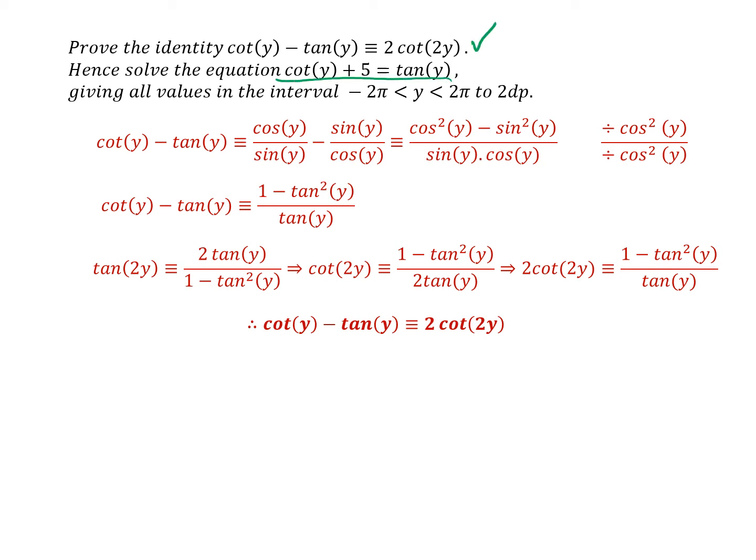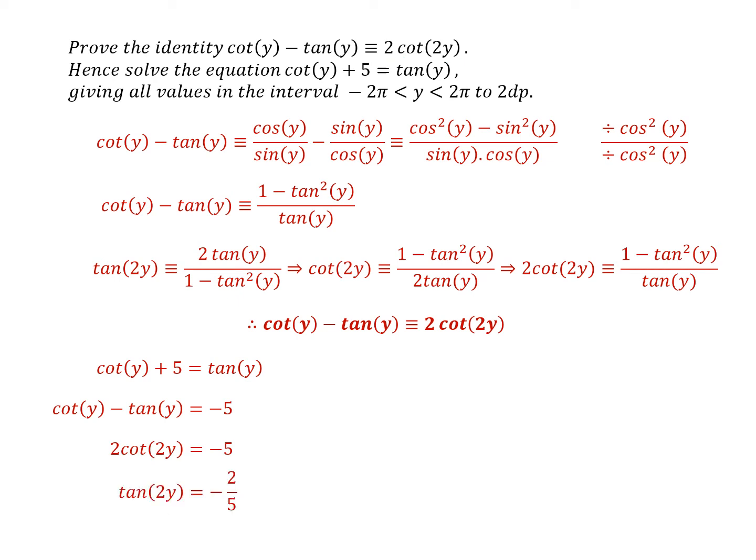Now we've got to solve this equation. So cot y plus 5 equals tan y. I want to use part A, the first part of the question. So I'm going to rearrange this equation to say cot y minus tan y equals minus 5. And then cot y minus tan y, I can replace that with 2 cot 2y. So dividing by 2, and then inverting as well, I get tan 2y is minus 2 over 5.